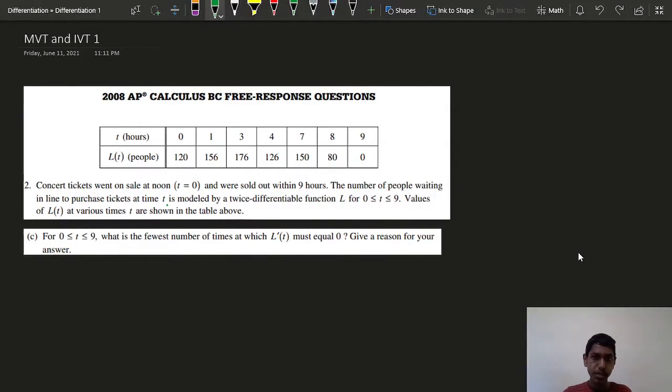Today we're going to be doing an example problem with MVT and IVT. Hopefully you've watched my previous video explaining a bit more about these theorems, and today we're just going to get straight to applying them. So, okay, we have here: the fewest number of times at which L prime of t must equal 0.